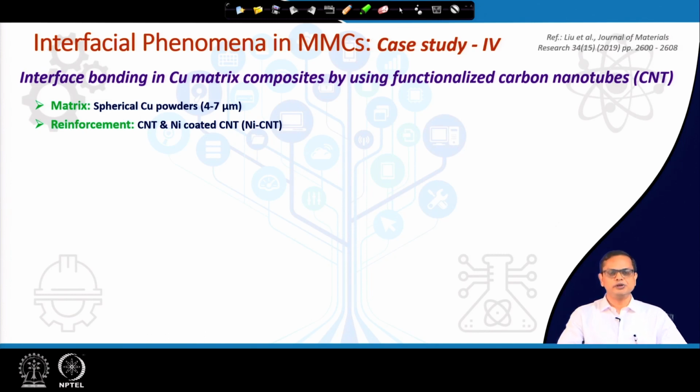That is a problem, because if the reinforcement particles get agglomerated or are not homogeneously distributed throughout the matrix, then you do not get the required properties. That is why functionalization comes into the picture, so the CNTs are functionalized here to improve dispersion in the matrix. The matrix is spherical copper powder, and the reinforcement is CNT and nickel coated CNT. I will discuss why nickel coated CNT has been used.